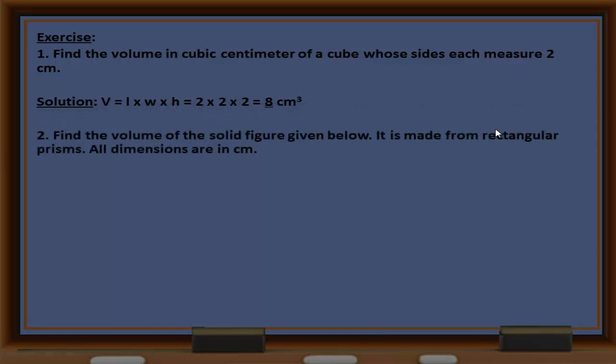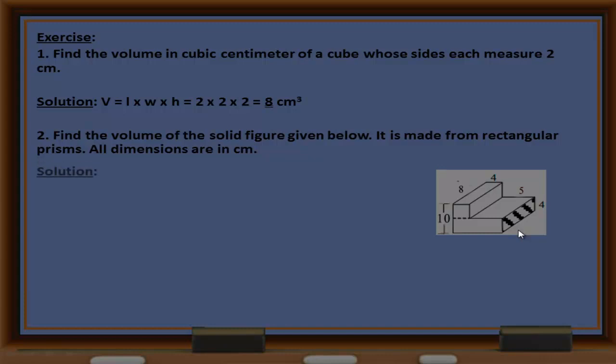Number 2. Find the volume of the solid figure given below. It is made from rectangular prisms. All dimensions are in centimeter. Here there is a solid figure. It is made from rectangular prisms. We are going to find its volume. Solution.